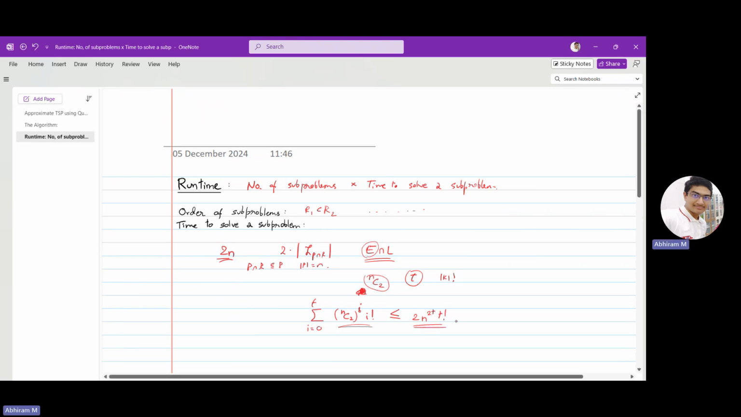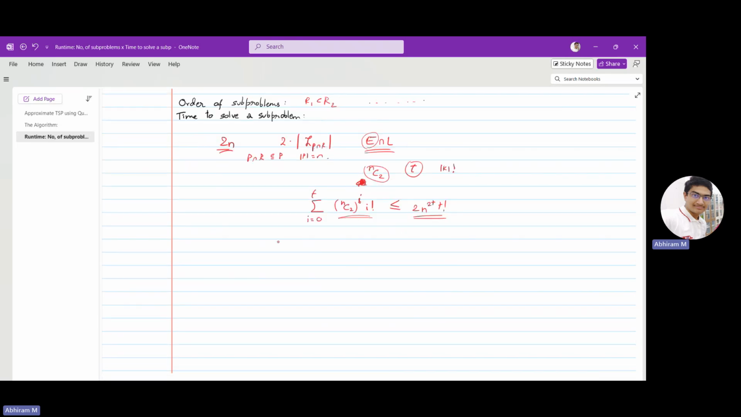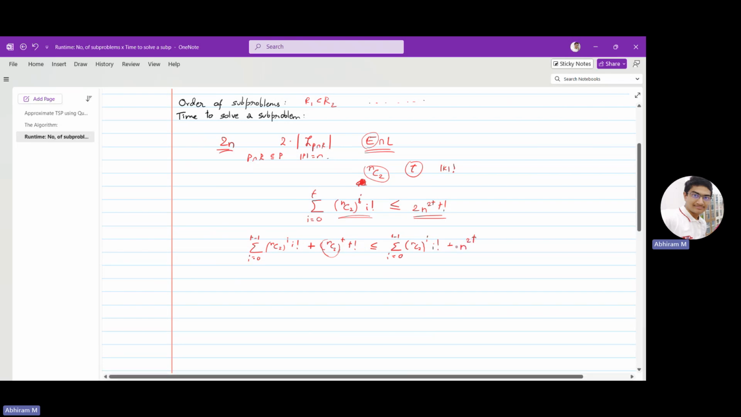It's not too hard to see. Let's take it this way: the sum over i equal to 0 to t minus 1 of NC2 to the power i into i factorial, plus NC2 to the power t into t factorial. And NC2 is less than or equal to n squared, so we can just have the sum over i equal to 0 to t minus 1 of NC2 to the power i into i factorial, plus n squared whole to the power t, which becomes n to the power 2t into t factorial.